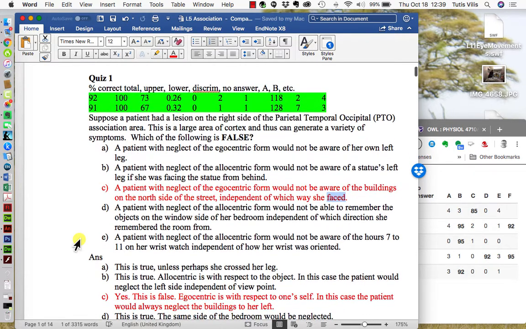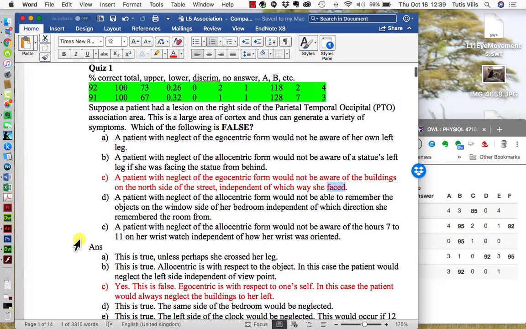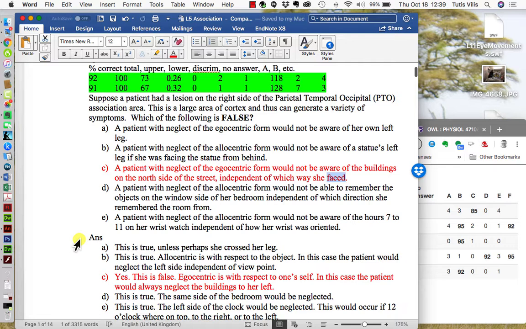If it's with respect to yourself, you're neglecting different parts of your body, and if this is the side of the lesion, then the left side will be missing. The next one, it's 3. Pick this one. A patient with neglect of the allocentric form will not be aware of a statue's left leg, and if she's facing from behind or in front, it doesn't matter. It's allocentric. It's not with respect to the body. So it's the left side that'll be missing.